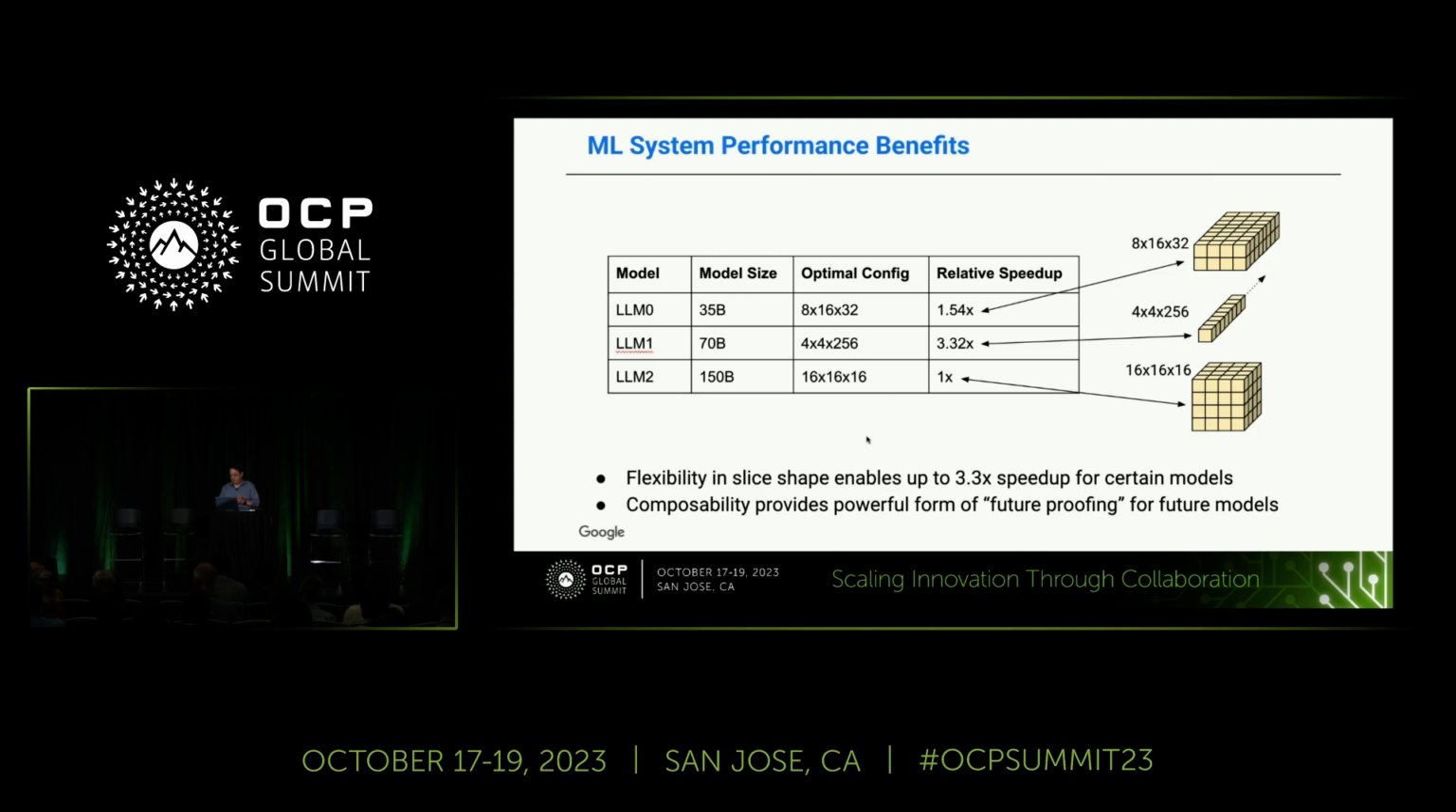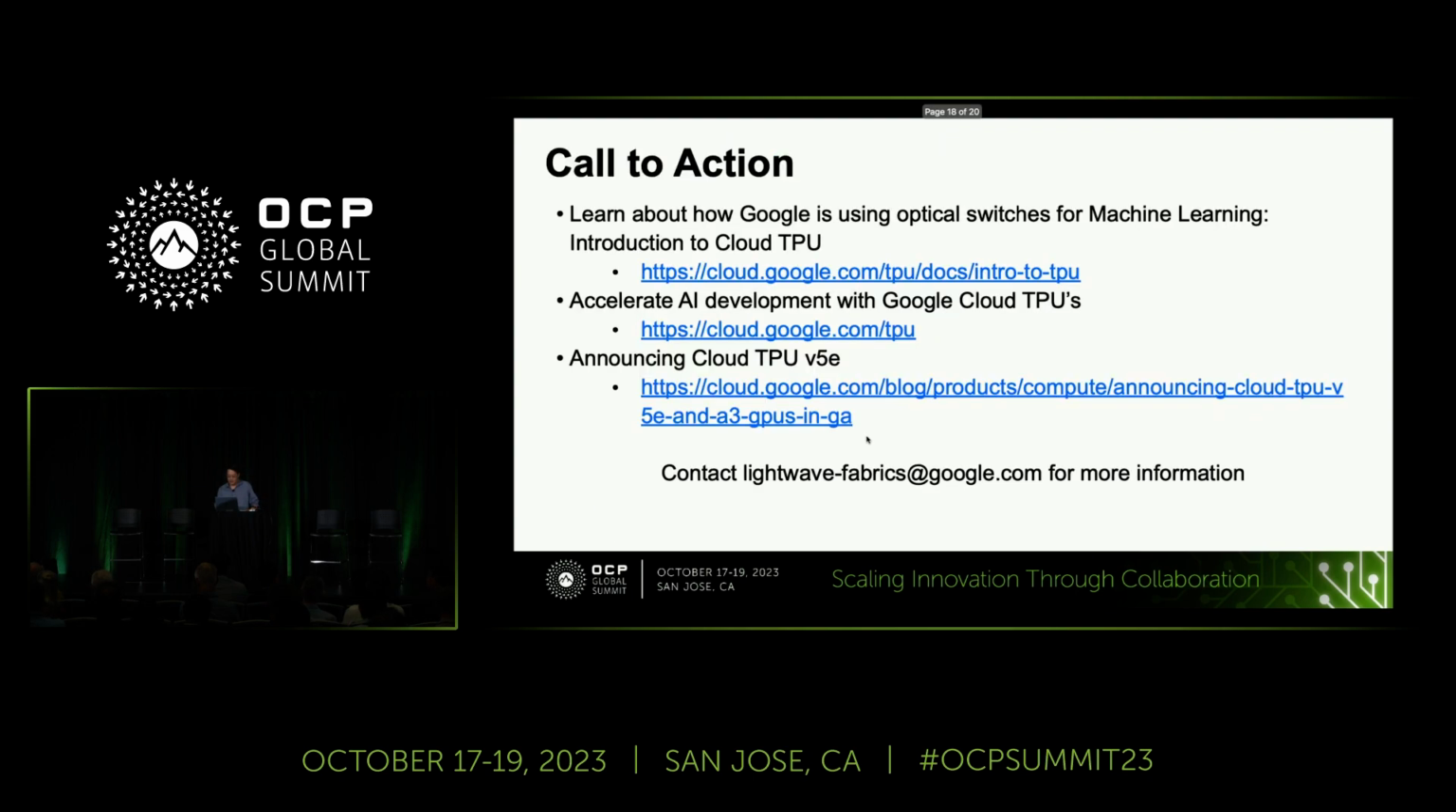And so the point here is that not only are we seeing significant speed up because we have a Lightwave fabric and the optical circuit switch, but it also future-proofs us for future developments in machine learning and algorithms, because we can now create the optimal configuration for whatever job comes forward as the industry moves forward as well.